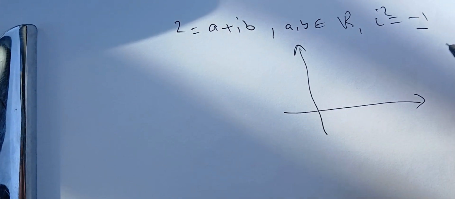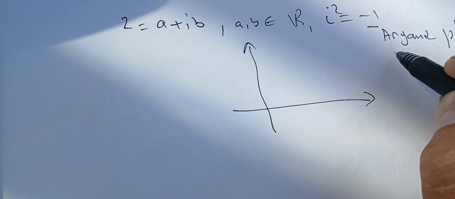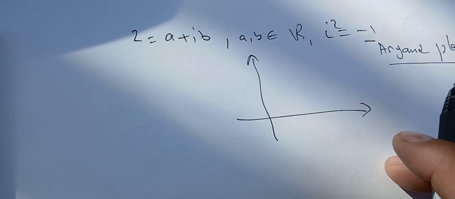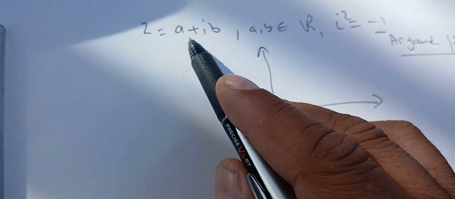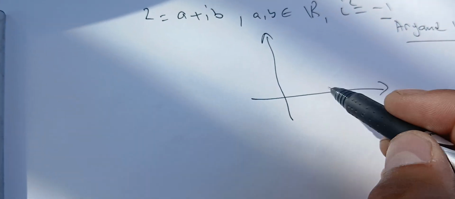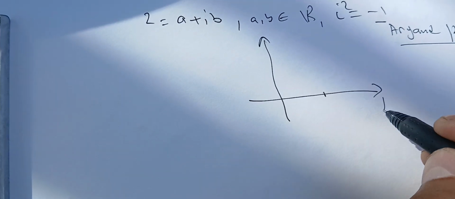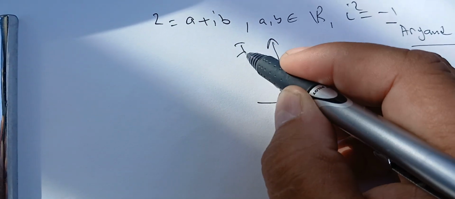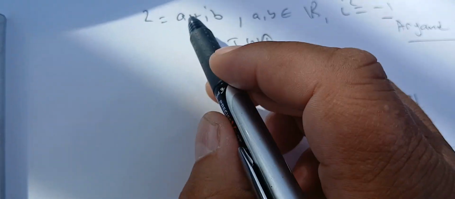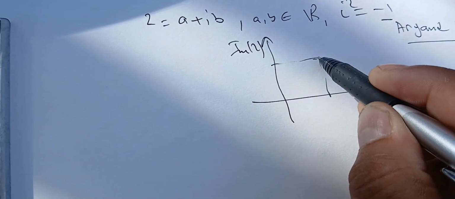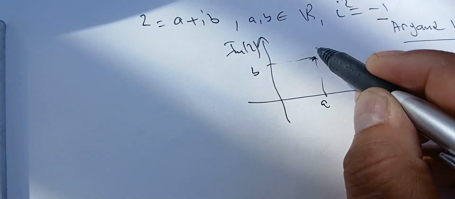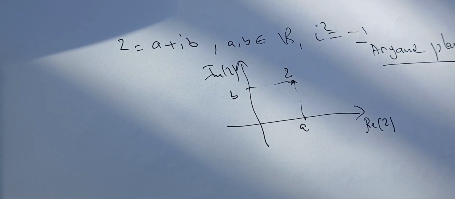It's called the Argand plane. It's like the xy plane. We can think of z as having a and b coordinates. This is the real part, this is the imaginary part. So let's say this is our z. Here we graph a and b, and this is our z.